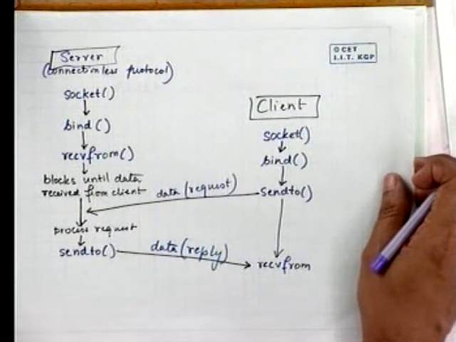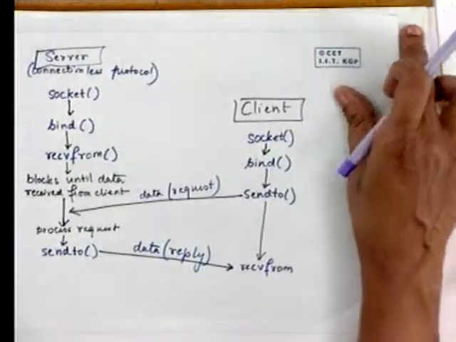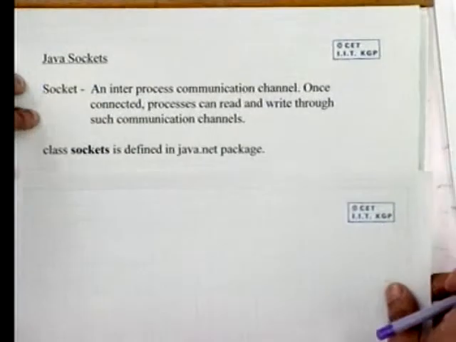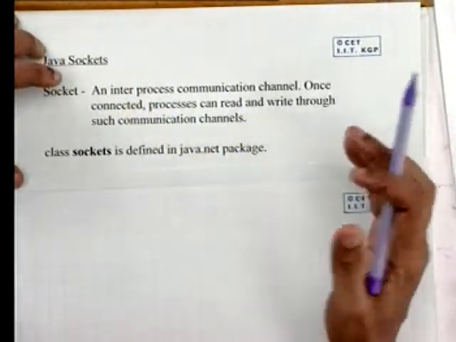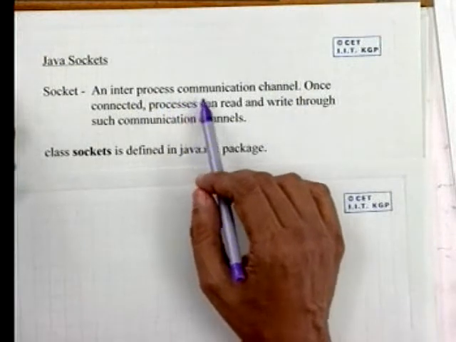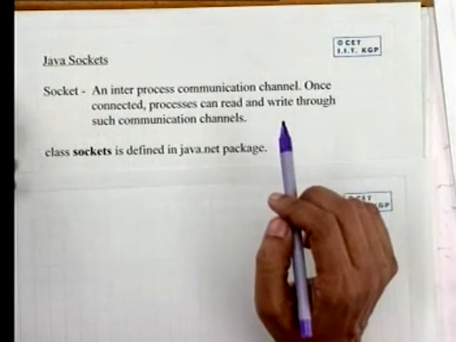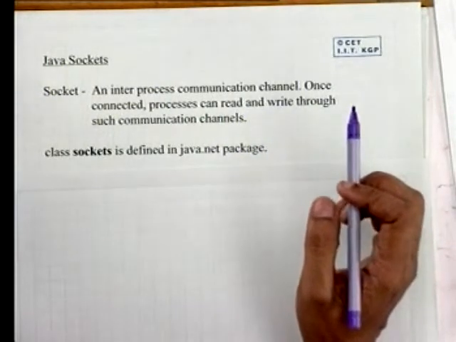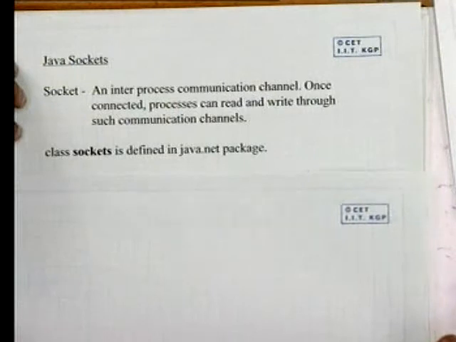Now, for implementation of this kind of communication mechanism, we will look into the Java language, as we had discussed earlier. In Java, the concept of socket is very much there, in the sense that Java supports a class called the Socket class, and it is defined in the java.net package. Socket is treated as an inter-process communication channel. Once connected, processes can read and write through such a communication channel. That's the basic concept of socket, and the Socket class with its methods is defined in the java.net package.